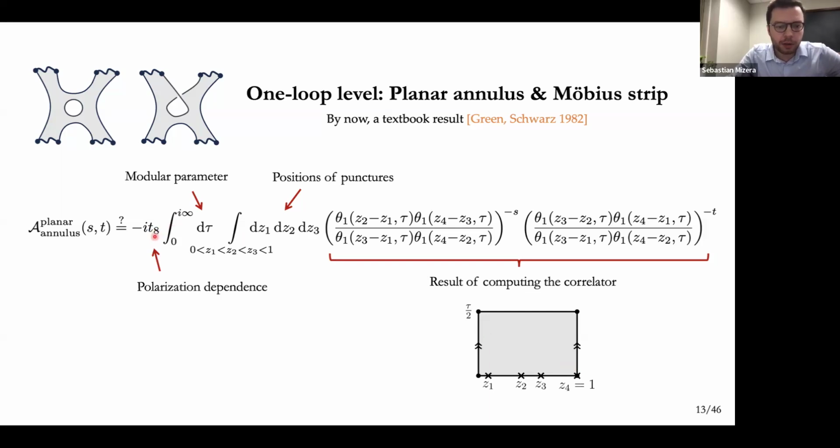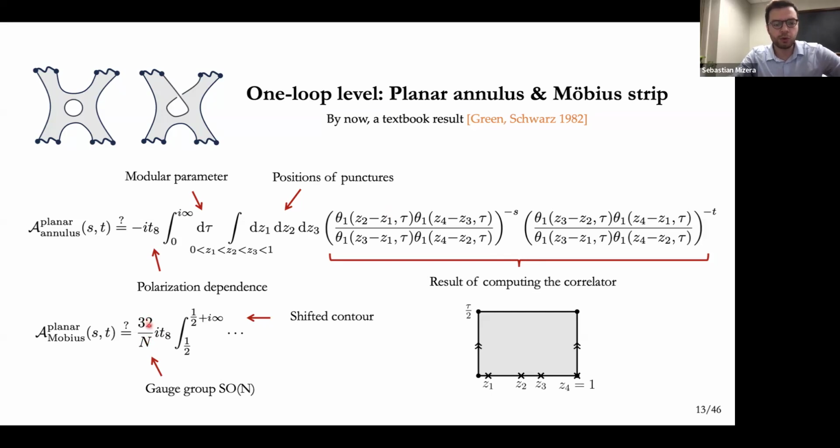And then as before, all the polarization dependence goes up front, just like in the case of the Veneziano amplitude. It turns out you can actually repeat the same analysis for the Mobius strip contribution. So this was the annulus. The Mobius strip is very similar. The integrand is the same. The only difference is that for tau, you have to integrate between 1/2 and 1/2 plus i infinity instead of 0 and i infinity. And the other difference is that you get a suppression by a factor of 32 over n, where n is related to the rank of the SO(n) gauge group.